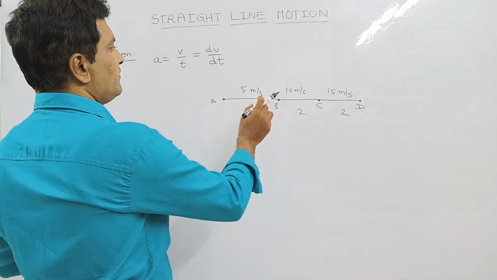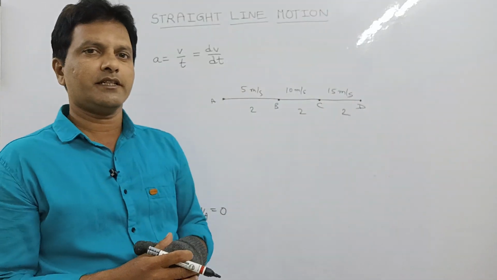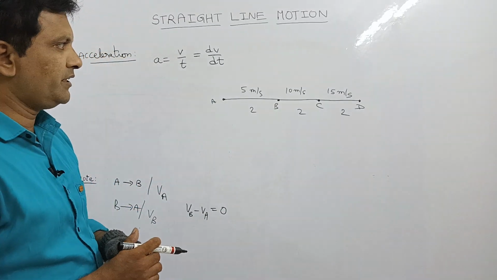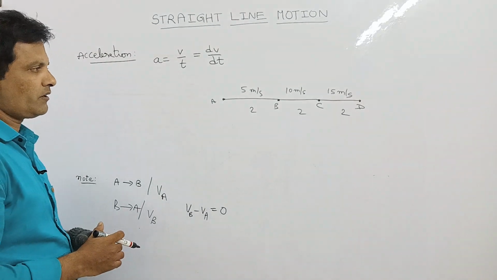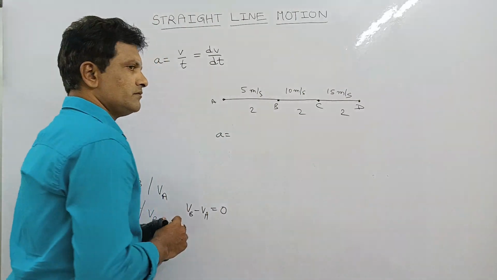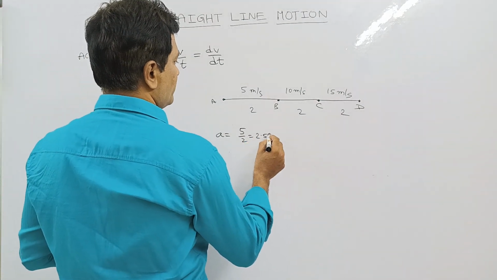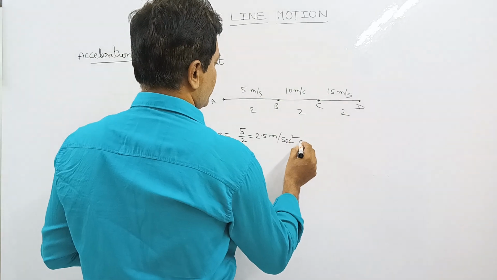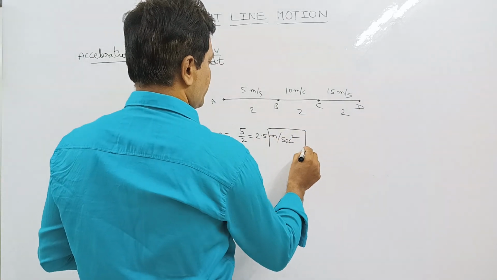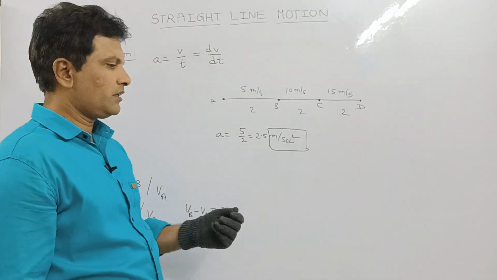So here, what is the change in velocity? 5 meters per second, 5 meters per second. It is increasing 5 meters per second for every 2 seconds. In this case, what is the acceleration? So 5 by 2, 2.5 meters per second square. See, the unit of acceleration is meters per second square. Okay, so this is the concept of acceleration.